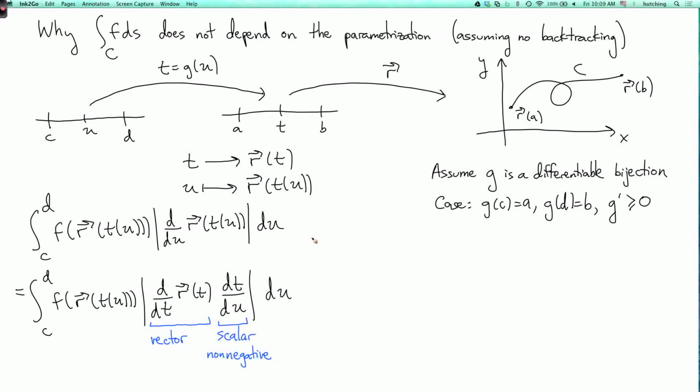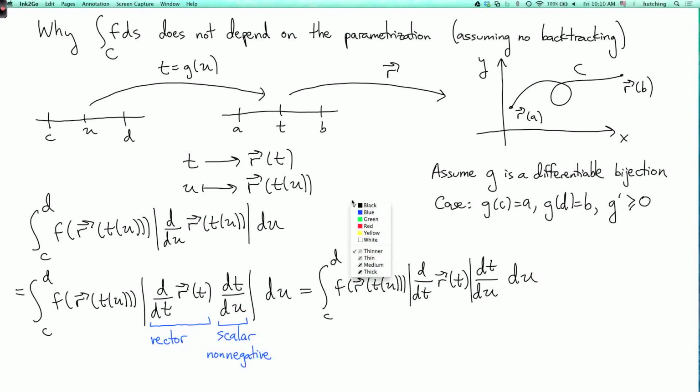Now, remember that when you calculate the length of a vector, if you multiply a vector by a scalar, that multiplies its length by the absolute value of that scalar. So I can pull this scalar out here to write this as the integral from c to d of f of r of t of u times the length of d dt of r of t. And because it's non-negative, I don't need an absolute value on it, so it's just dt du du.